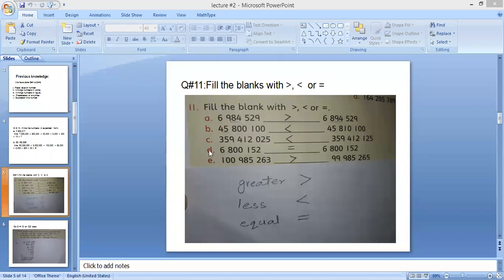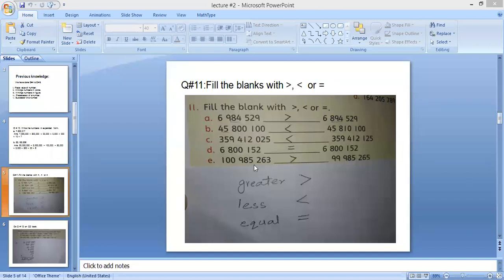Okay. Move to the next one. It's D1. You have two numbers. Read 6,800,000 and 152, 6,800,000 and 152. Both are equal. So you will put the equal sign. Okay. Now come to the next one. It's E. You have to check the given number is 100 million and 99 million. Which one is greater? Yes, this one is greater than this. So you will put a symbol having the open end to the greater side.